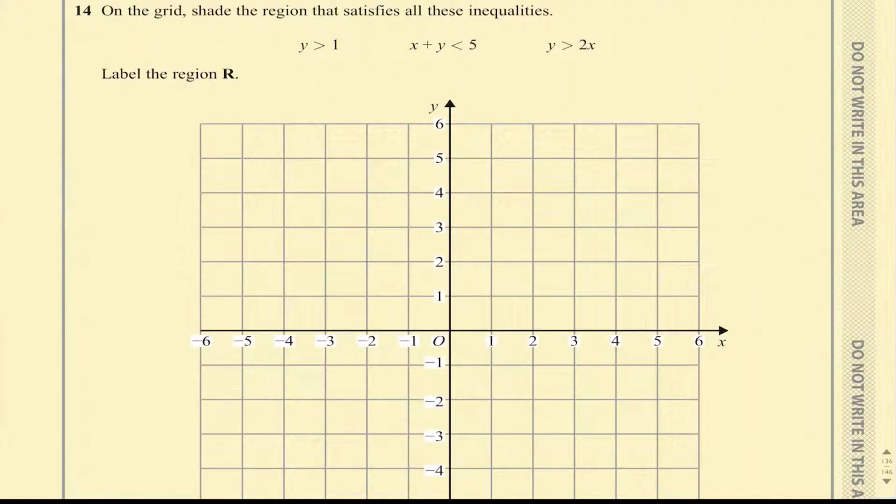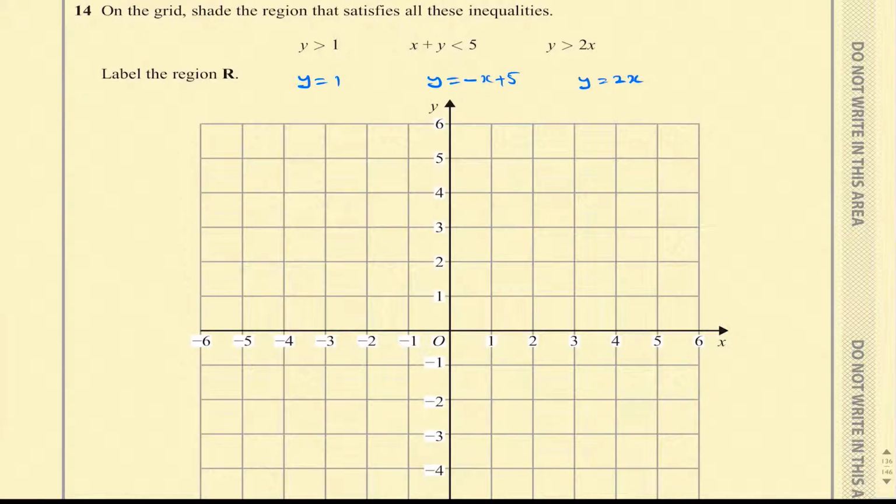Question 14. We're told to shade the region that satisfies these inequalities. The best approach is to turn the inequalities into equalities. So y equals 1. This one is y equals minus x plus 5, where I subtracted x from both sides. And the third one is y equals 2x. So I'm going to sketch these curves.